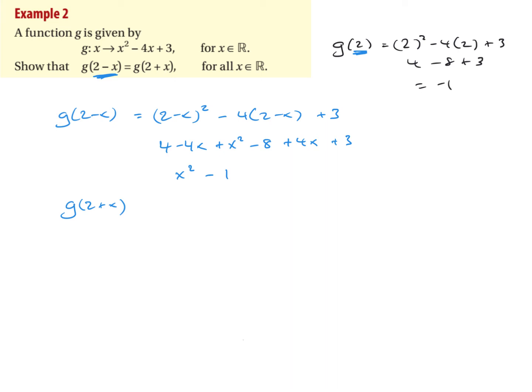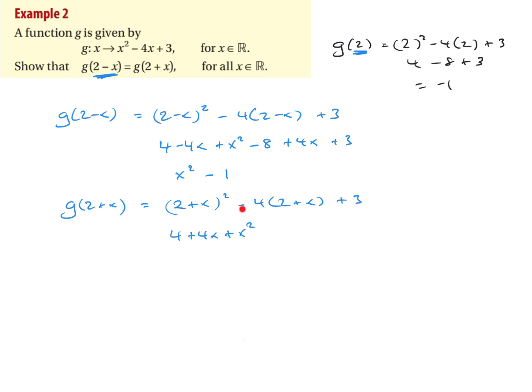So g of 2 plus x is equal to (2 plus x) all squared minus 4 lots of (2 plus x) plus 3, and we are going to multiply it out just as before. Remember, square this one, multiply them together and double. So we now have 2 squared, which is 4. We multiply these two together to get plus 2x this time, double it makes 4x, and then we've got the x squared at the end.